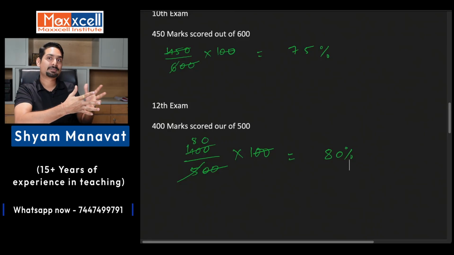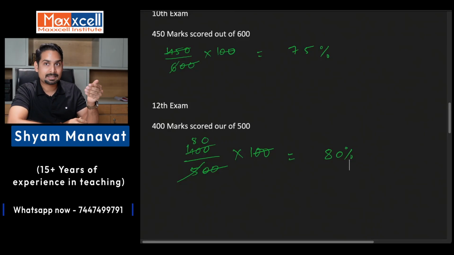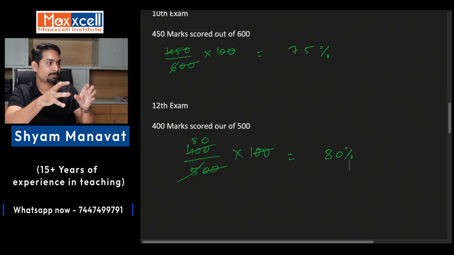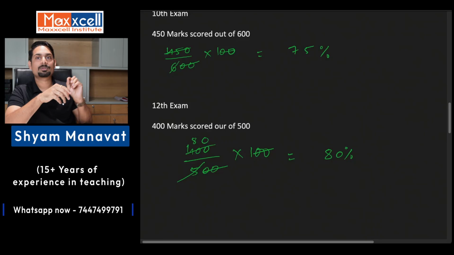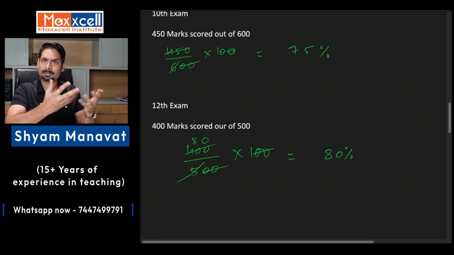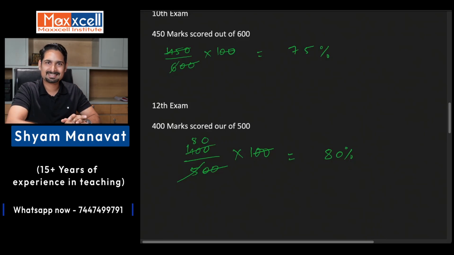And now we have percentage, so it is much clearer in which exam you scored better, because both numbers, both percentages 75 and 80, are on a scale of 100. It will be easy to answer that, correct?